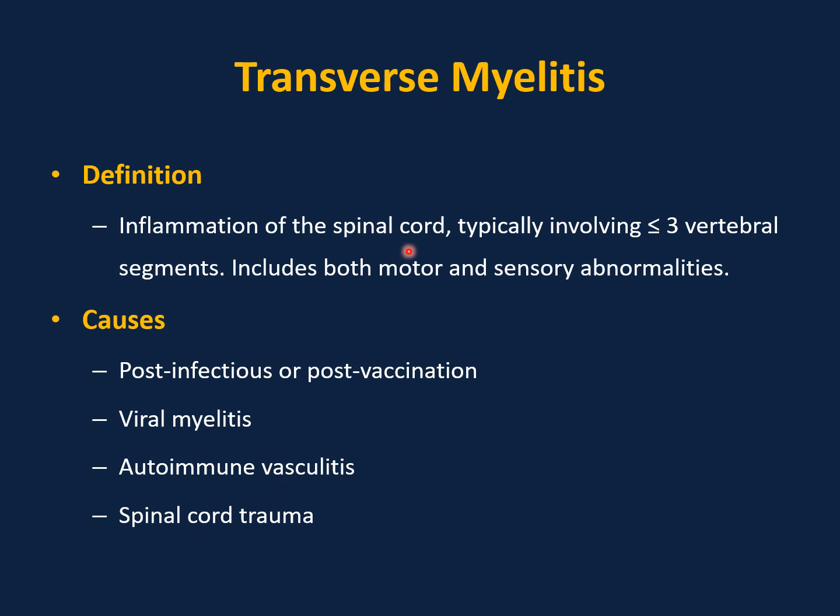Transverse myelitis. It is inflammation of the spinal cord, typically involving less than or equal to 3 vertebral segments, and including both motor and sensory abnormalities. Causes: post-infectious or post-vaccination viral myelitis, autoimmune vasculitis, spinal cord trauma.